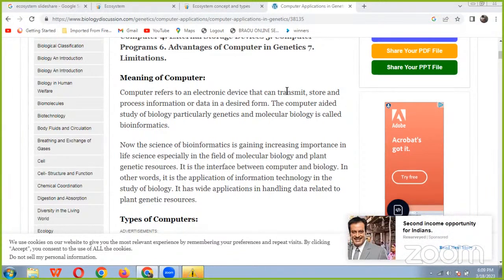Next is drug designing, using the structure of antigens and antibodies also. These are the computer applications.